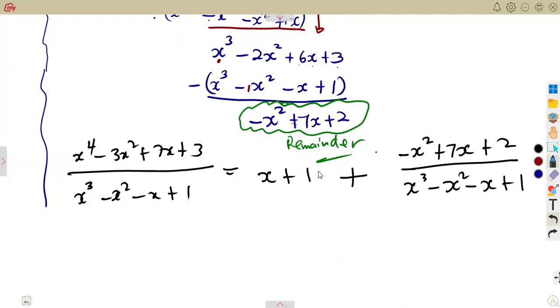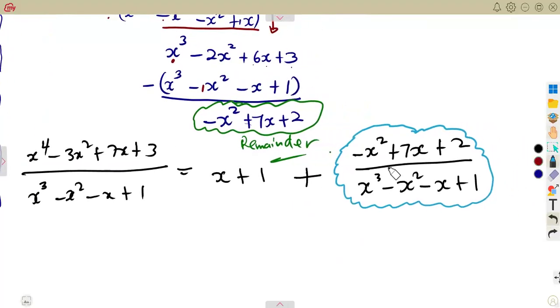We divided, so this is the exact part, which is fine. But the remainder part, this one, still has to be expressed into partial fractions. So the question is, looking into this, is it possible now? All right, as you can see, the numerator is having a lesser degree compared to the denominator. So we can think of that expression into partial fractions.